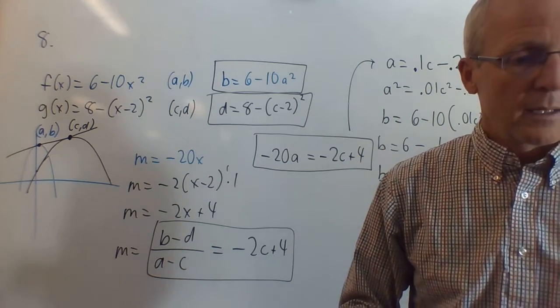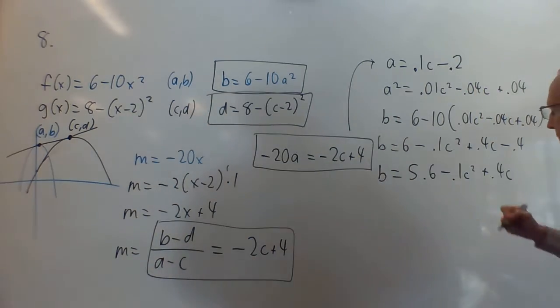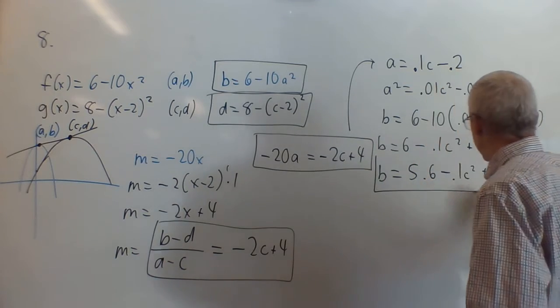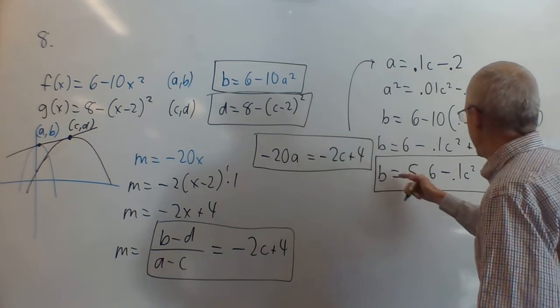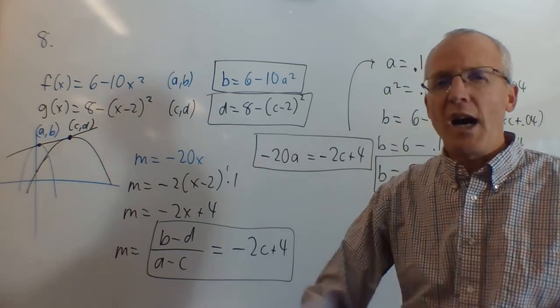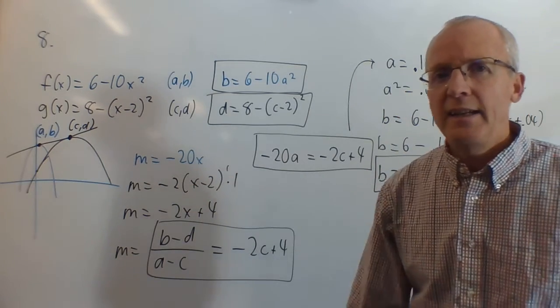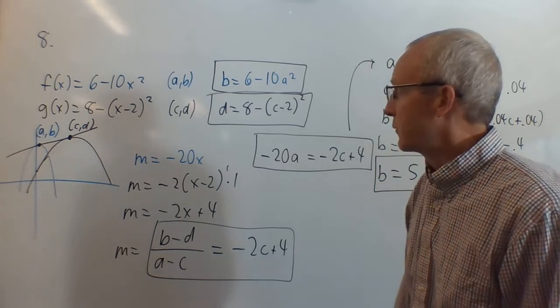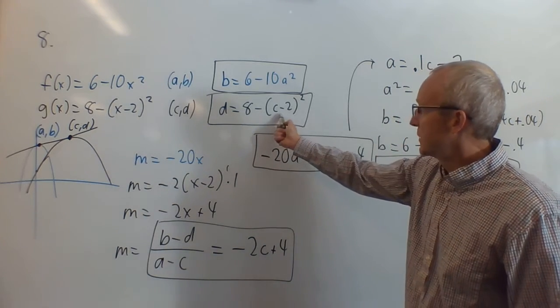5.6, yep, that's right. So I'll put a box around that one. So now we know what B is in terms of C. Again, I want to have an equation with all C's, and then we can solve for C. And if we know C, we know D, because we can plug it into here.